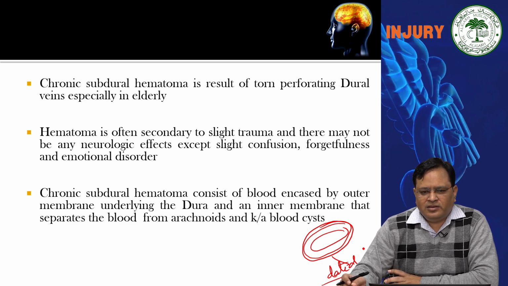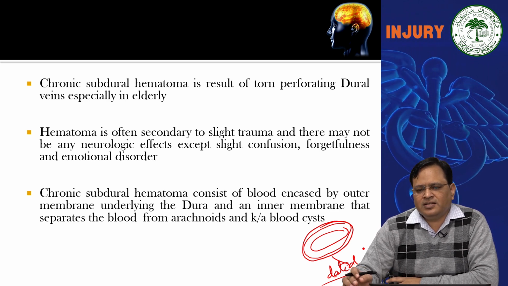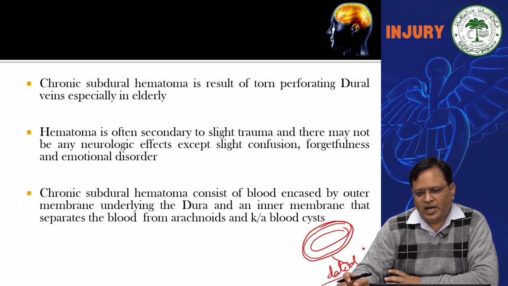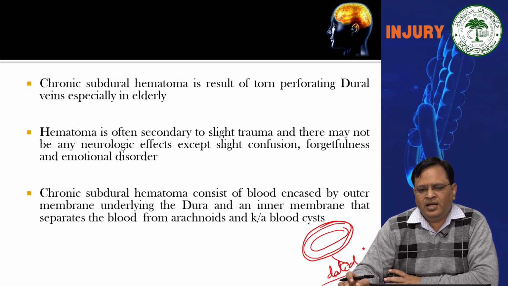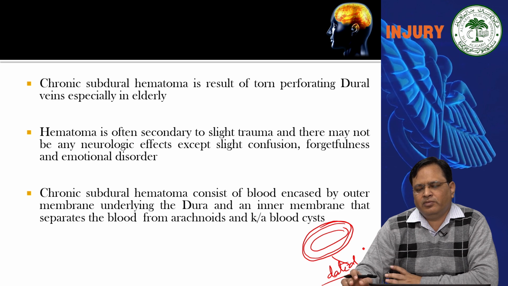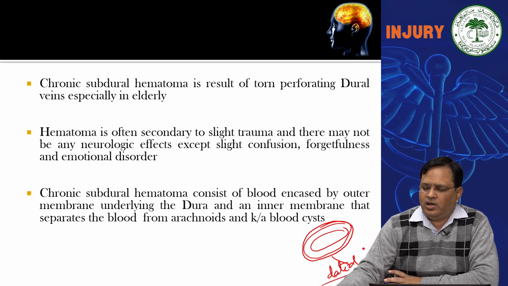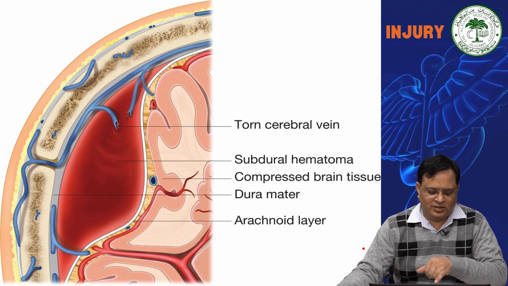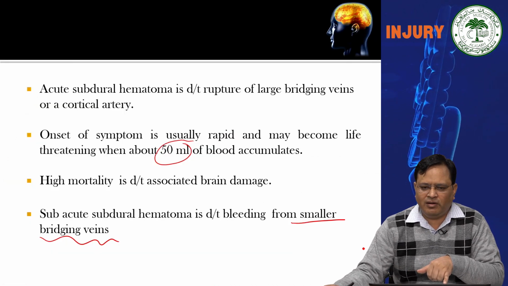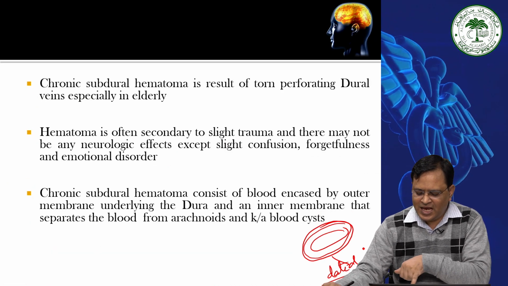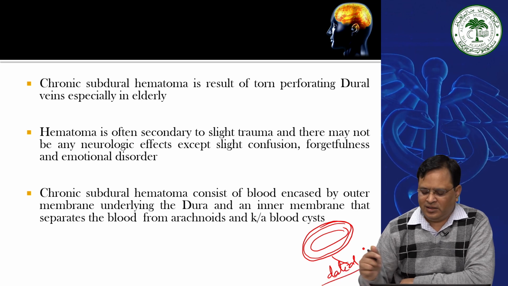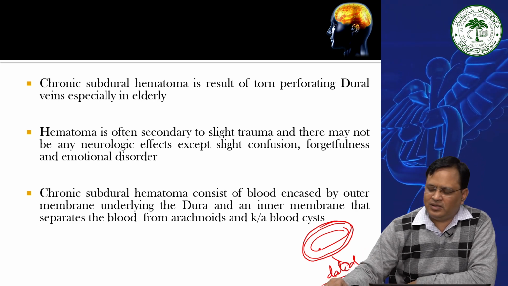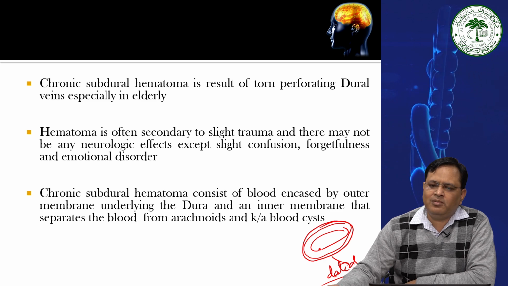Chronic subdural hematoma consists of blood encased by an outer membrane underlying the dura and an inner membrane that separates the blood from the arachnoid, and is known as a blood cyst. We can see it here. It can develop into an encased clotting within the membrane, which can be said to be a blood cyst.